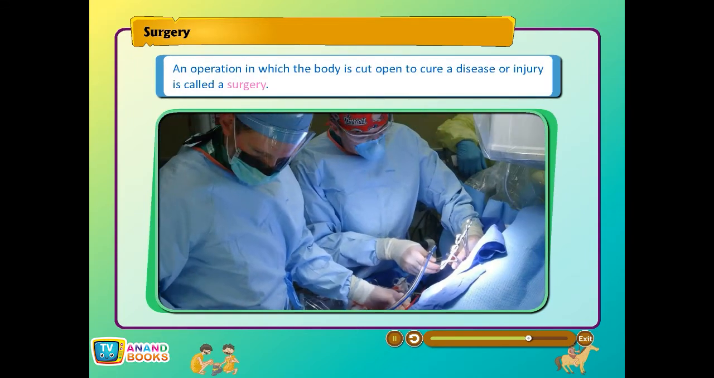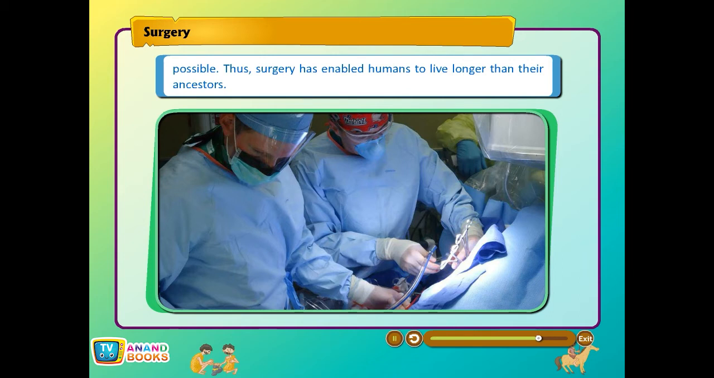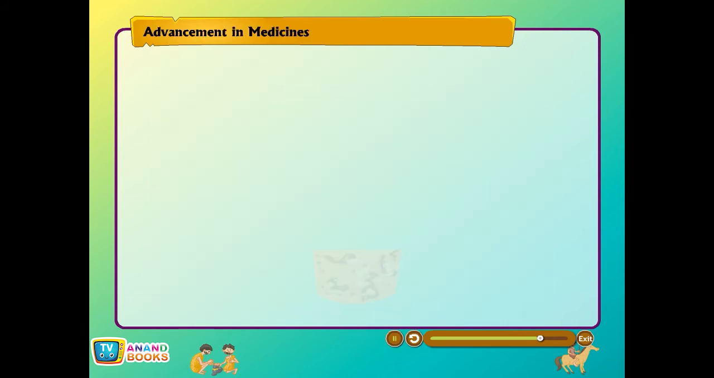in which the body is cut open to cure a disease or injury is called a surgery. Surgery is performed by special doctors called surgeons. They perform surgery using many instruments and medicines. After a lot of research, doctors have learned many complex things about the human body. Today, damaged body organs can be replaced by healthy ones. Replacement of the heart, kidneys, liver and many other organs is possible. Thus, surgery has enabled humans to live longer than their ancestors.